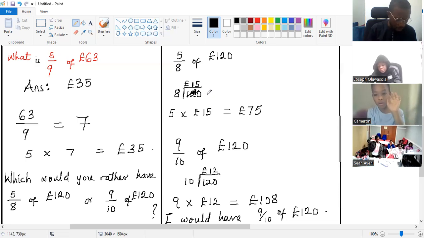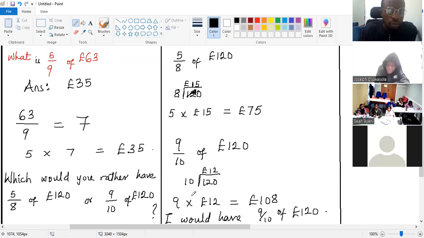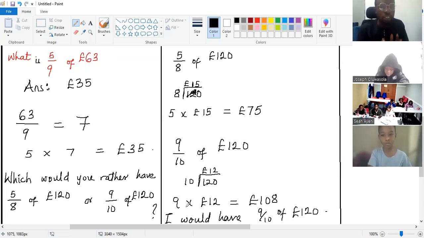Yes, Isabella, talk to me. I don't get it. I didn't get the last question. The question is asking you, which would you prefer? This is money. I believe you prefer the bigger money, isn't it? No. You prefer the smaller money? Yes. Okay, good for you. So you settle for 75 pounds, while Zoe will take 108 pounds.